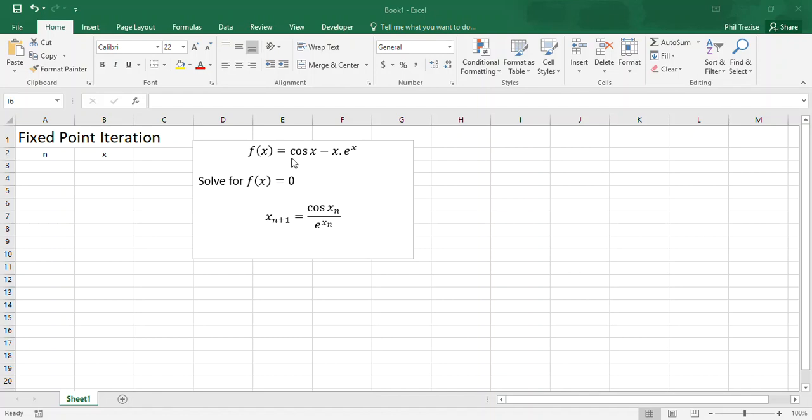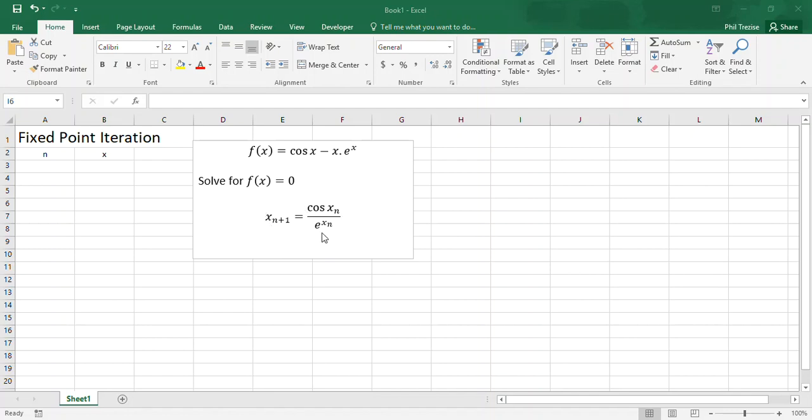The process involves rearranging this equation to isolate x. Now there's probably many more than one way to do this. The way I've chosen to do this is to transpose the negative x times e to the x, then divide through by e to the x. So I have the expression x equals cos x over e to the x.